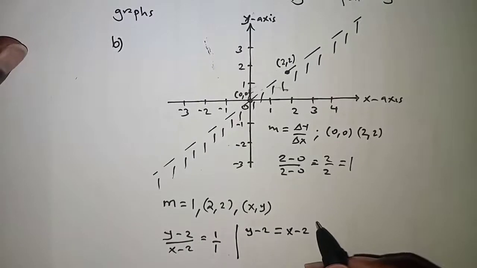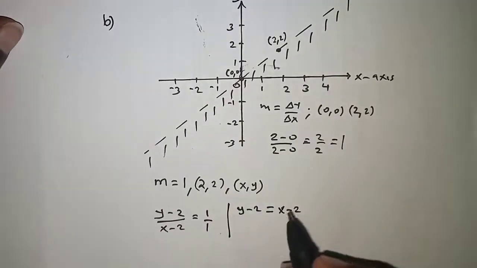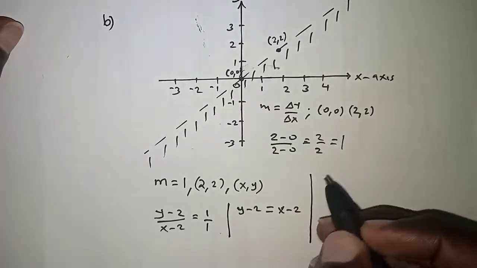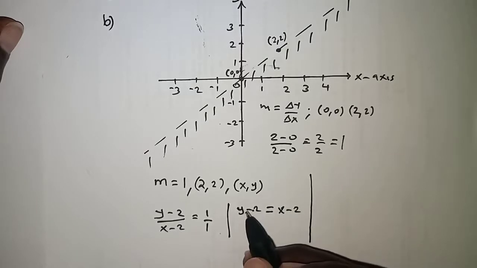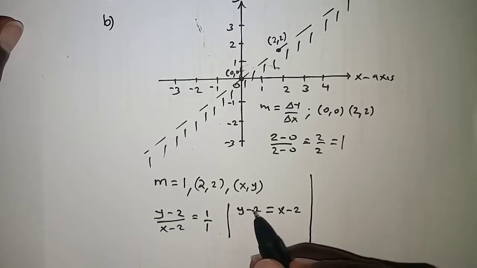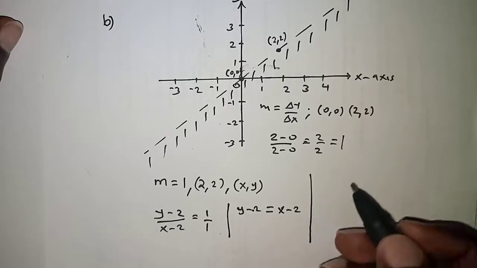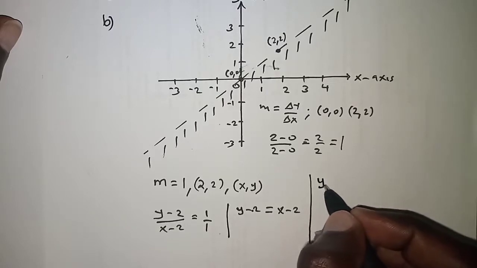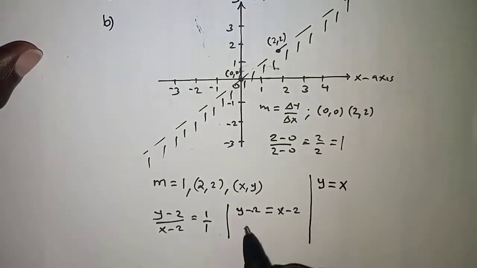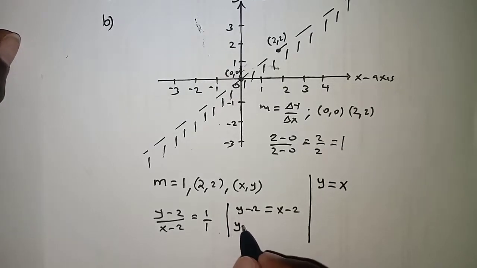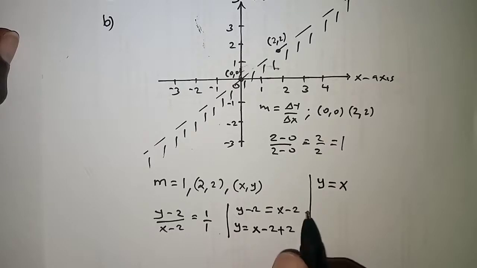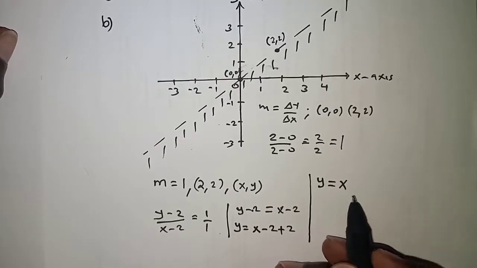From there, we can now get the equation of the line. Negative 2 crosses to the other side, so that we have negative 2 plus 2, and that finally gives us y is equal to x. If you didn't see how that came, I simply did y is equal to x minus 2 plus 2, as negative 2 crosses. So minus 2 plus 2 becomes 0, and hence we remain with y is equal to x.